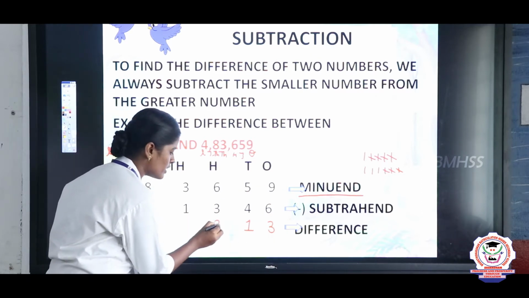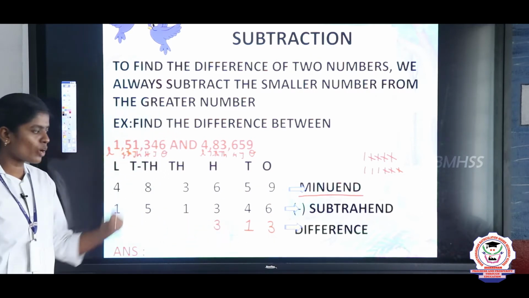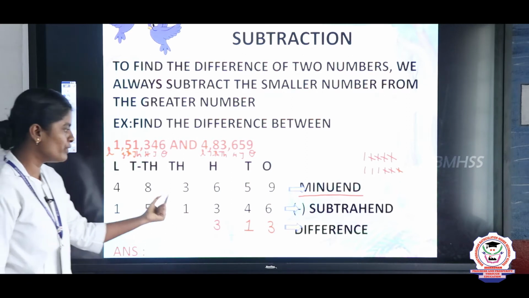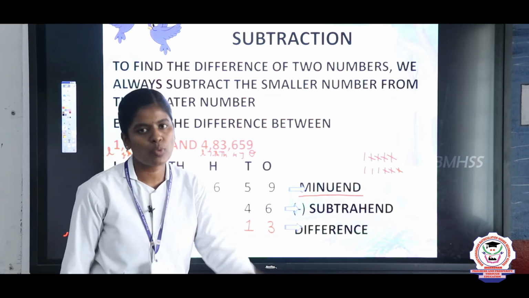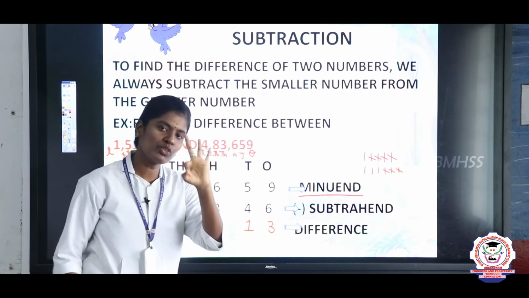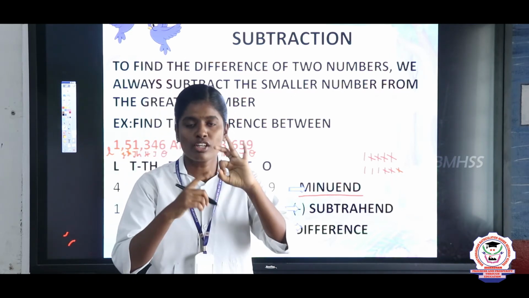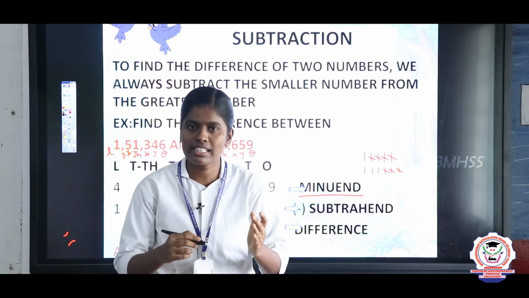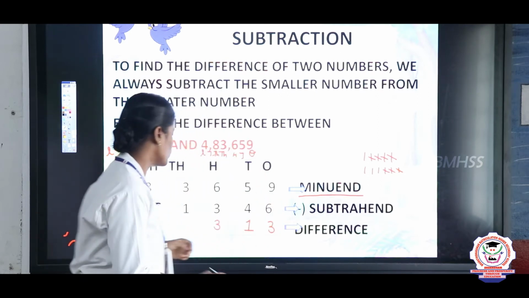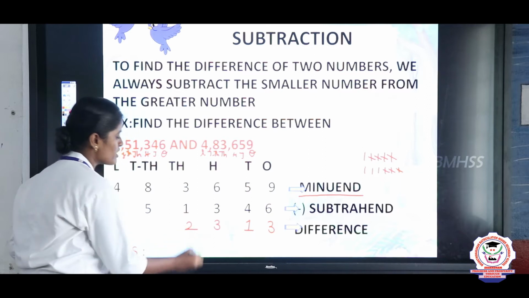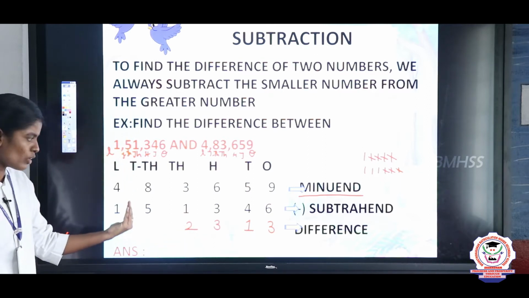So write 3. Next we will take 1,000. In the 1,000 place value we have 3,000 minus 1,000. So simply leave 3 fingers and fold 1 finger. So 3 minus 1, what is the answer? The answer is 2.